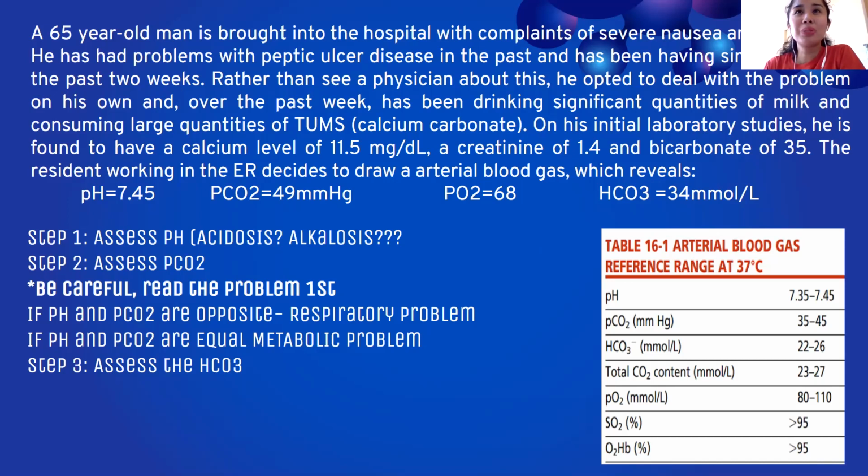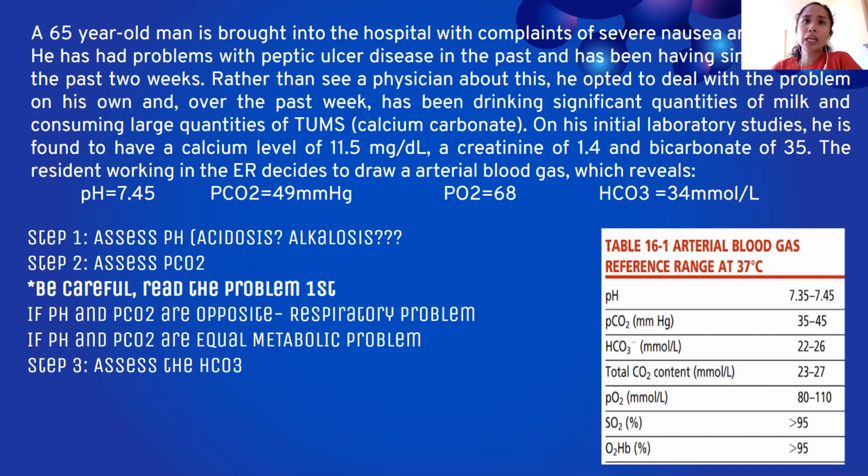Dahil may peptic ulcer siya, class. Your peptic ulcer can be very acidic in the stomach. Uminom siya ng milk and consuming large quantities of Tums, calcium carbonate. So class, Tums is an antacid. Clue. So on his initial laboratory studies, he has a calcium level of 11.5, creatinine of 1.4, and a bicarbonate of 35. Yan. Sa serum glass.